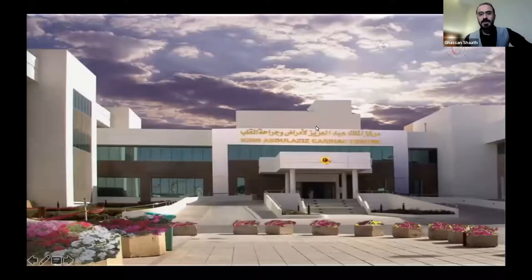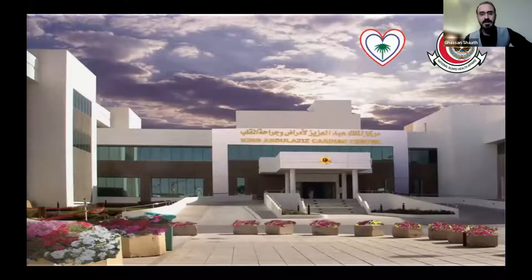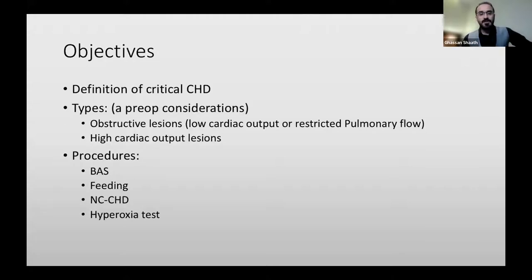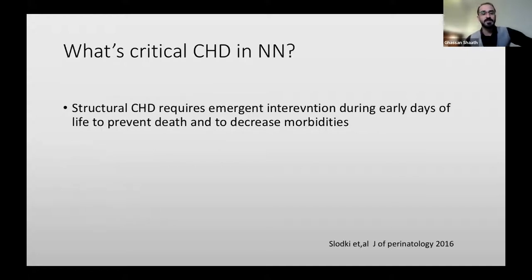I'm from this cardiac center, and I have no conflict of interest and no funding to disclose. The objective of the presentation starts with the definition of critical congenital heart disease, and then we'll go through certain subtypes without going into the detailed diagnostic complexity of congenital heart disease: obstructive lesions, low cardiac output, restricted or obstructed pulmonary flow, or high cardiac output lesions. And then we'll go through certain procedures and tests, and interventions like feeding and screening tests, as well as talk through balloon atrial septostomy.